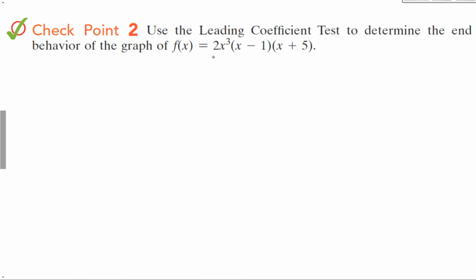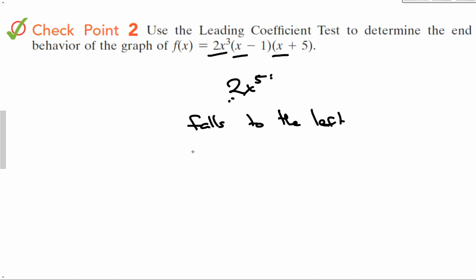Checkpoint 2, focus there. So that's 2x to the third times x, which gives me 2x to the 5th power. Positive and odd means that the function falls to the left and rises to the right.